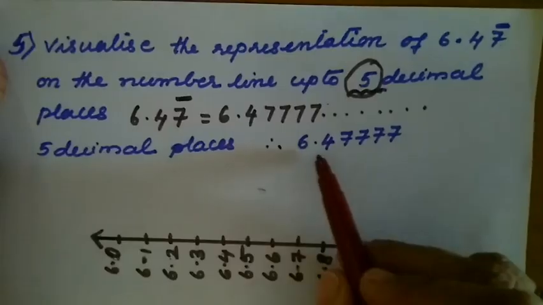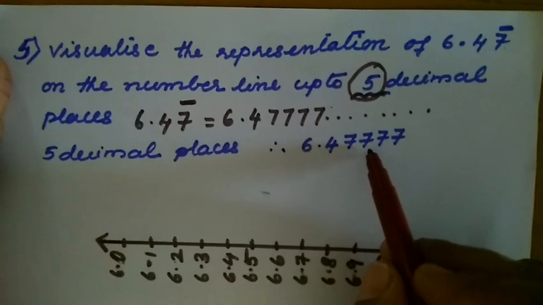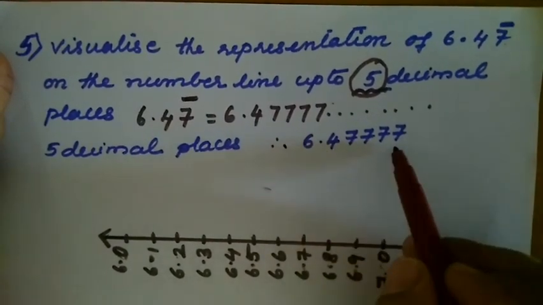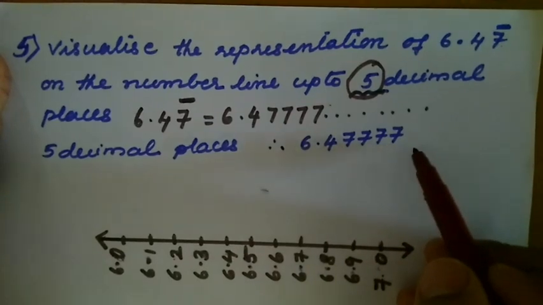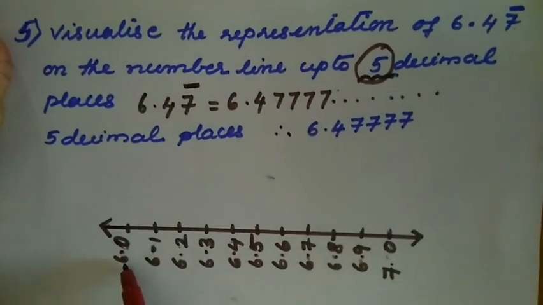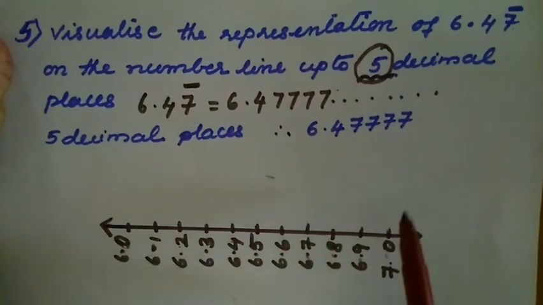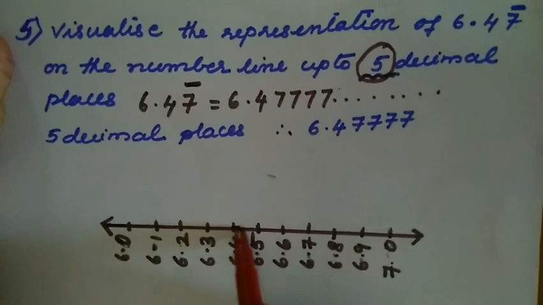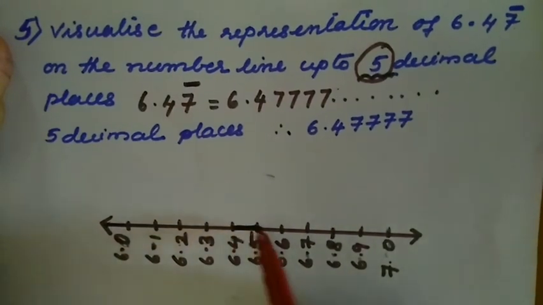So the number is 6.47777, 5 decimals. This number lies between 6 and 7. So on the number line part I have drawn here, from 6 to 7, 6.4777 means it lies between 6.4 and 6.5.